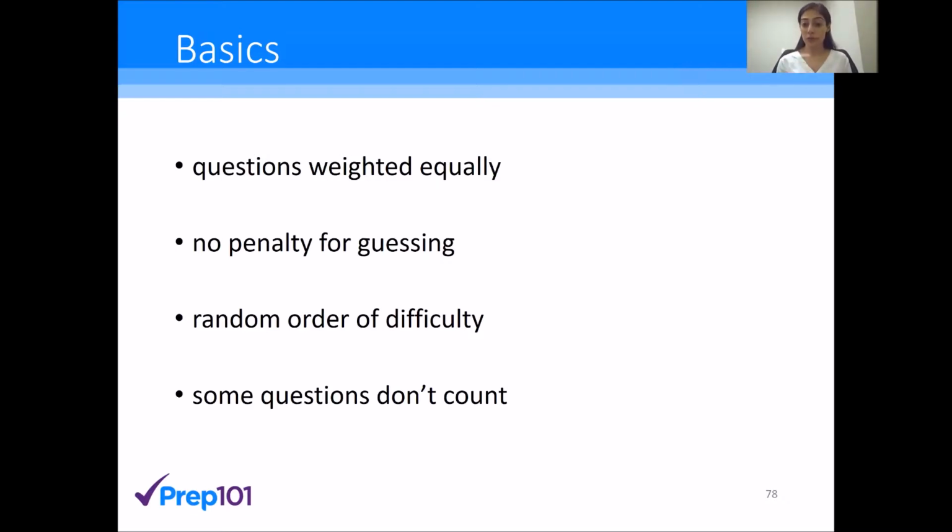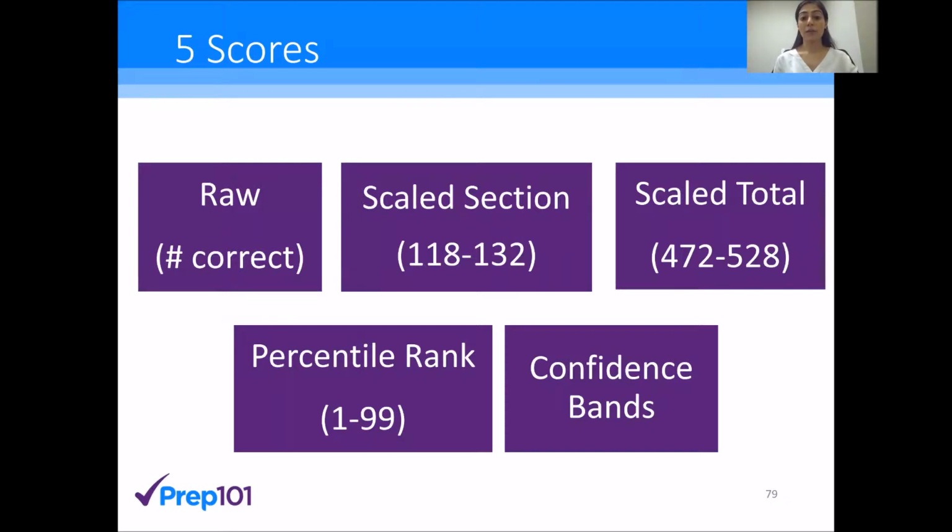Now that you know a little bit about the basics of the scoring, let's talk about the types of scores that the AAMC actually calculates. Okay, so essentially, there are 5 types of scores. The first is the raw score. Your raw score, simply put, is the number of questions in that section that you got correct, or the number of questions in the entire exam that you got correct. The science sections have 59 questions each, and the CARS section has 53 questions. They will calculate a raw score based on the sheer number of questions that you got correct.